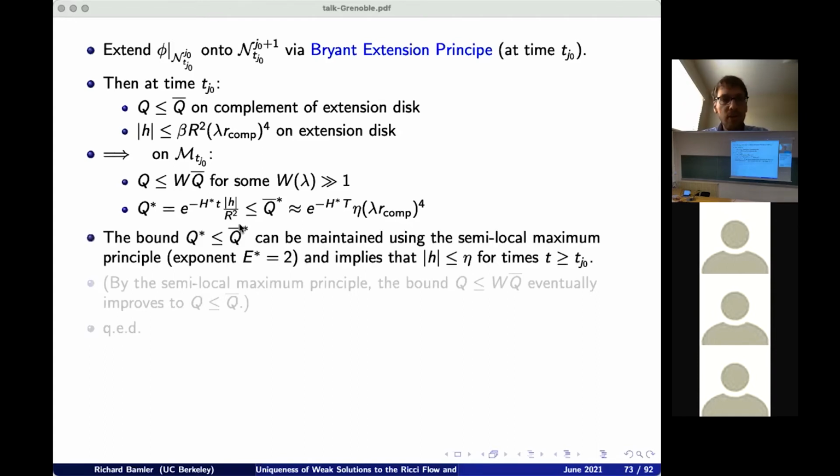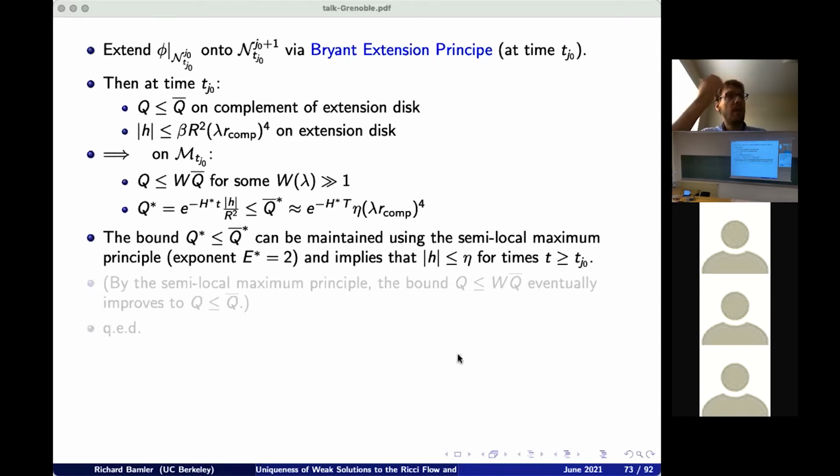And now I can use the Q star bound, and again the semilocal maximum principle, to control the flow, or control H, forward in time past that Bryant extension. So this can be maintained using the semilocal maximum principle using the exponent 2, and the threshold here is chosen in such a way that it implies that H is bounded by eta everywhere.